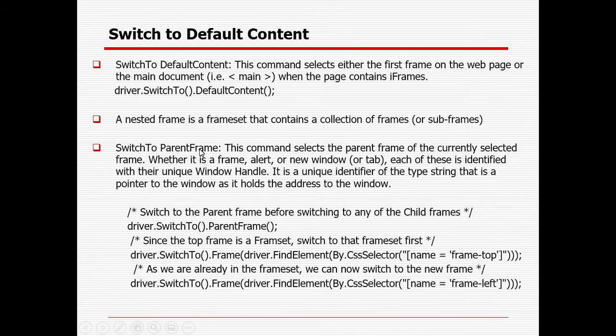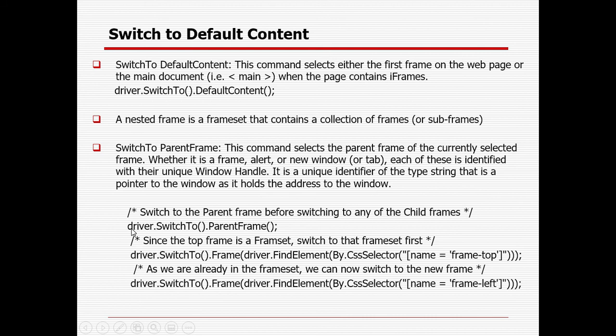Switch to parent frame. First you need to navigate using switch to the parent frame. This command selects the parent frame of the currently selected frame. Whether it's a frame, alert, or new window, each of these is identified with a unique window handle. It is a unique identifier of type string that points to the window, as it holds the address of the window.